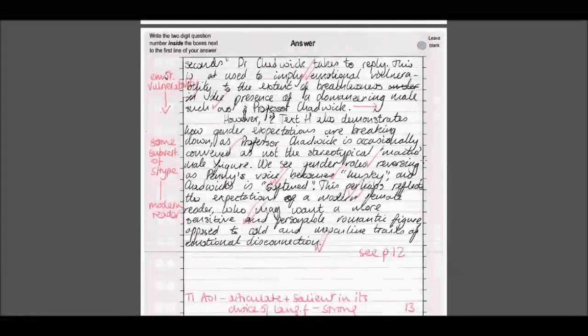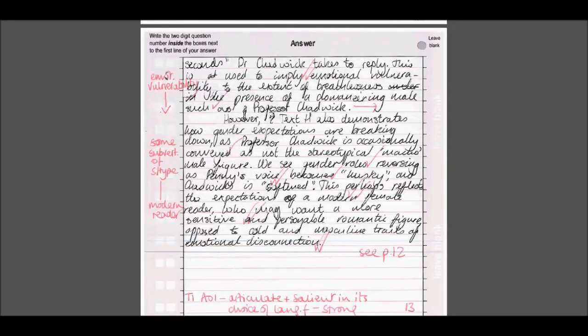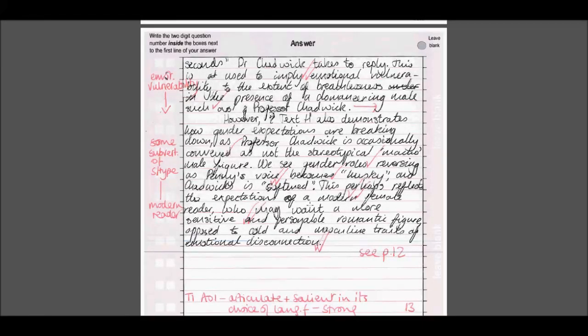So it starts to lose slight momentum, perhaps running out of time, but still makes some fantastic points, links to genre, and is really synthesising AO2, AO3, thinking about concepts, thinking about context throughout, and a strong conclusion as well. However, Text H also demonstrates how gender expectations are breaking down, as Professor Chadwick is occasionally conveyed as not the stereotypical macho male figure. We see gender roles reversing as Penny's voice becomes husky and Chadwick's is softened. This perhaps reflects the expectations of a modern female reader who may want a more sensitive and personable romantic figure, opposed to cold and masculine traits of emotional disconnection.